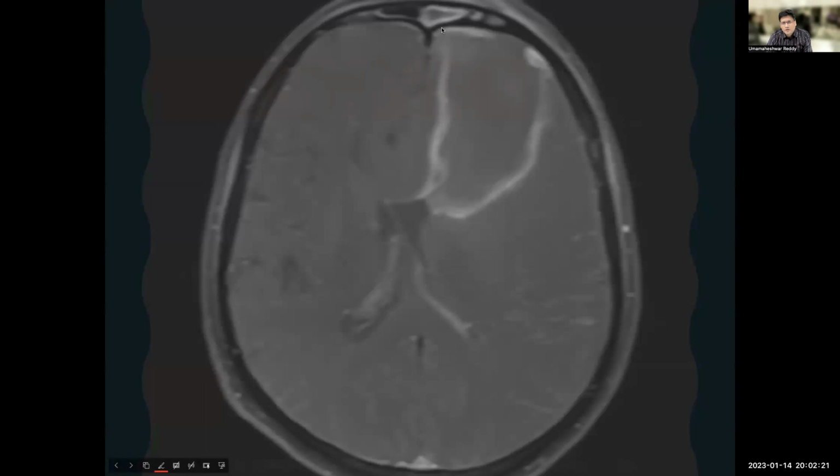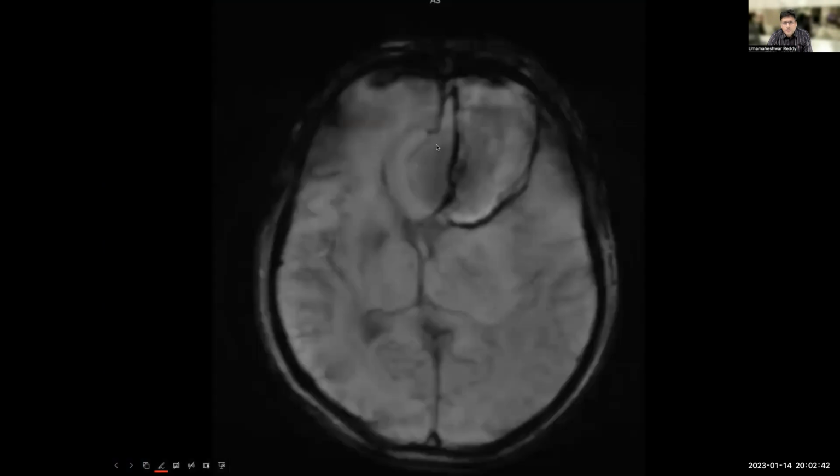Here on post contrast, you can see the sinus is also enhancing, the wall of the lesion is enhancing, and some amount of leptomeningeal enhancement was seen. The mass effect and the rest of the findings are similar. Here you can see. So at this point, what are your differential diagnosis?